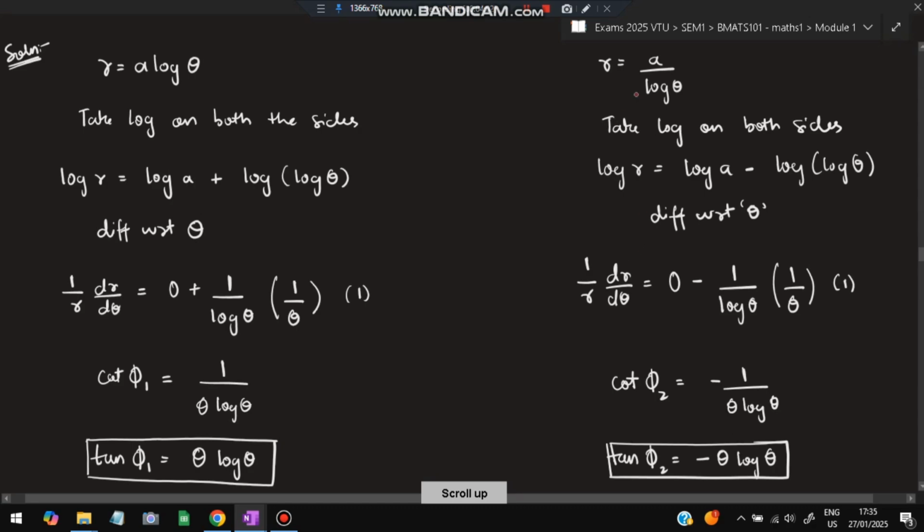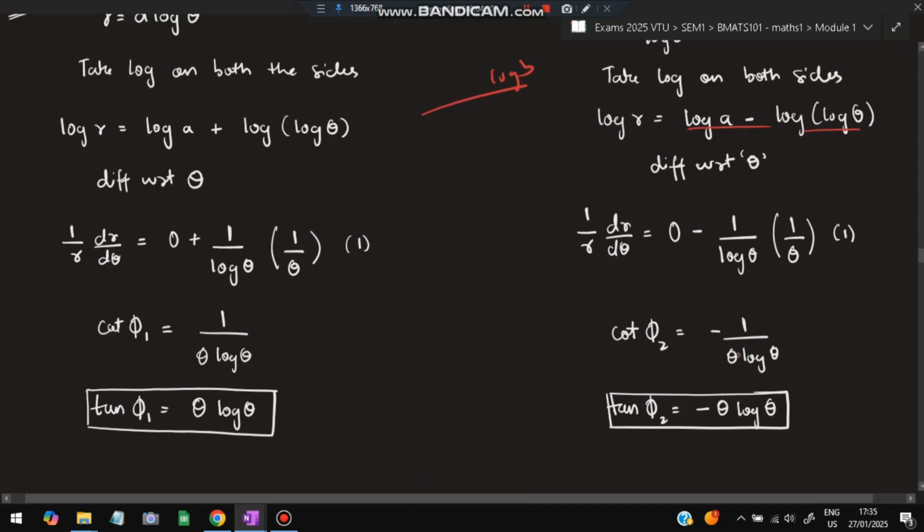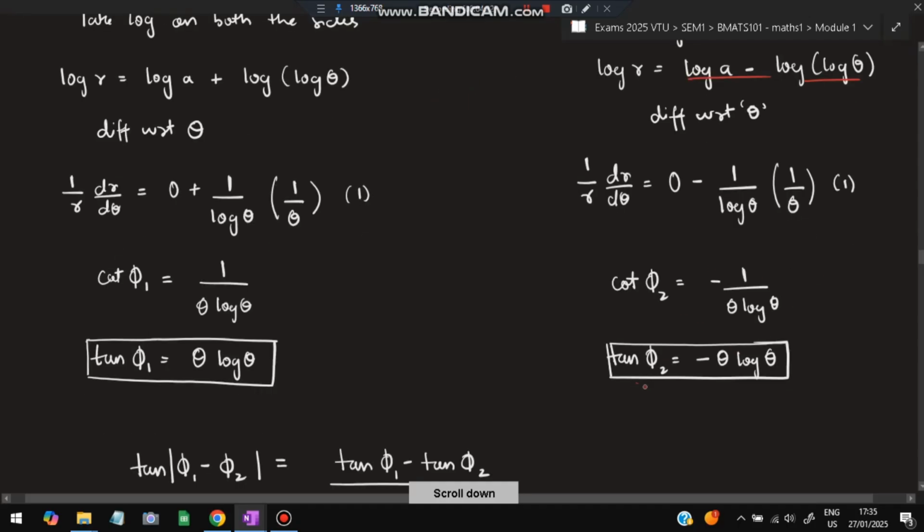Next, we'll be doing the same things on this side also, except that here division is there. So log a by b is log a minus log b. Listen to me again. Log a by b is equal to log a minus log b. So we'll be writing log a minus log b, differentiating with respect to theta, and we'll be getting an answer here. Tan phi 2 we'll be getting.